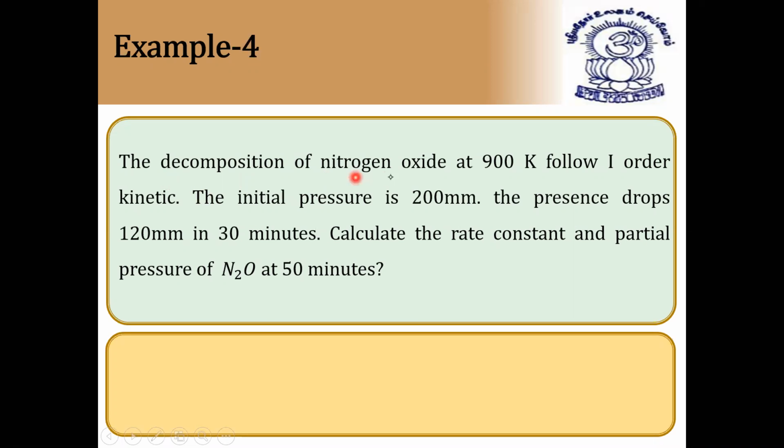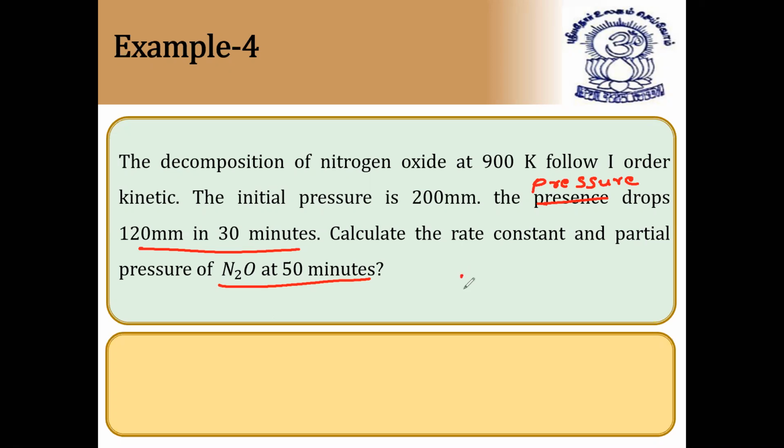The decomposition of nitrogen oxide at 900 kelvins follows first order kinetics. The initial pressure is 200 mm. The pressure given here is wrong; the pressure drops, pressure falls, both are the same. From 200 it came to 120 millimeters in 30 minutes. Calculate the rate constant and the partial pressure of N2O at 50 minutes.